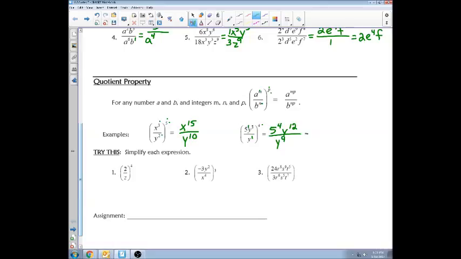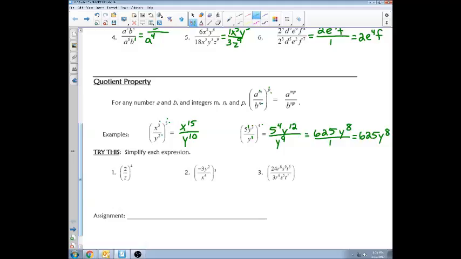Before I do that, though, I need to find out what 5 raised to the 4th power is. 5 raised to the 4th power is 625. I have y to the 12th over y to the 4th, so the y will stay in the numerator. 12 minus 4 is 8. All of that is over 1, or I can just write it as 625y to the 8th.